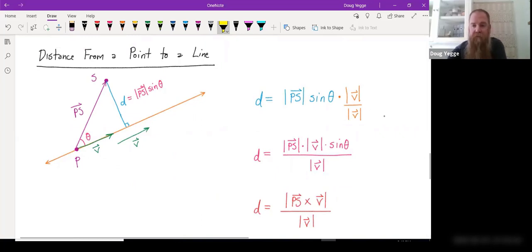In the next video, we're going to continue on this idea, except we're not going to be talking about lines. We're going to be talking about equations of planes.